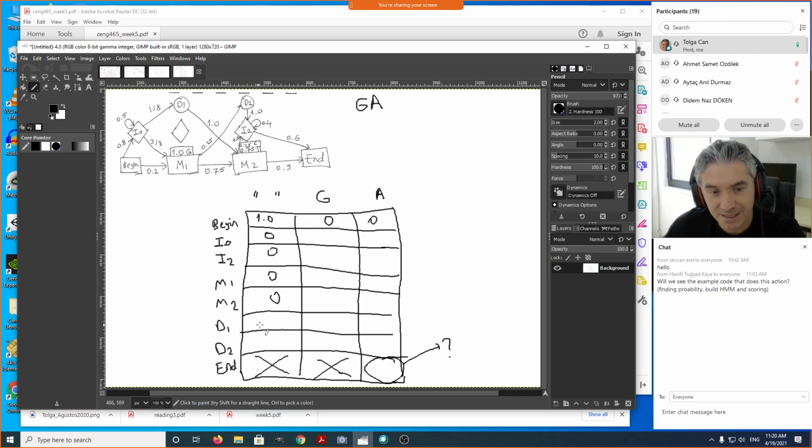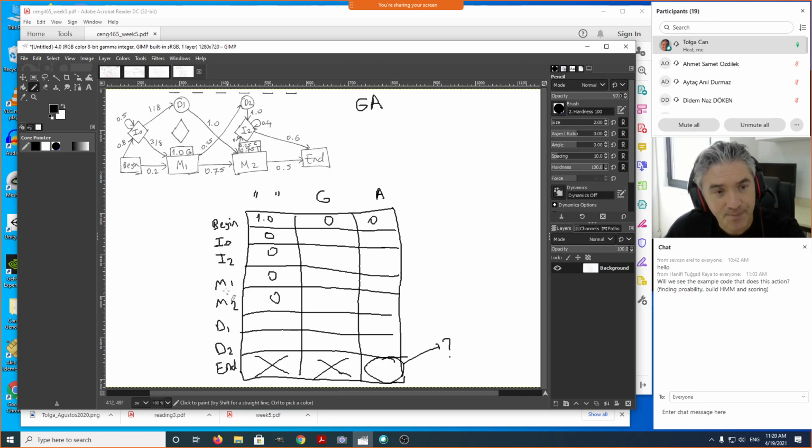Now, what about D1 and D2? Is it possible to be at D1 and not observe anything yet? It is possible, right? Because in the general hidden Markov model, there's a transition from begin to D1. Imagine there was a sequence which didn't have anything in that insertion part and which skipped M1 and M2. In that case, we will have these transition probabilities from begin to D1, and these would be non-zero probabilities.